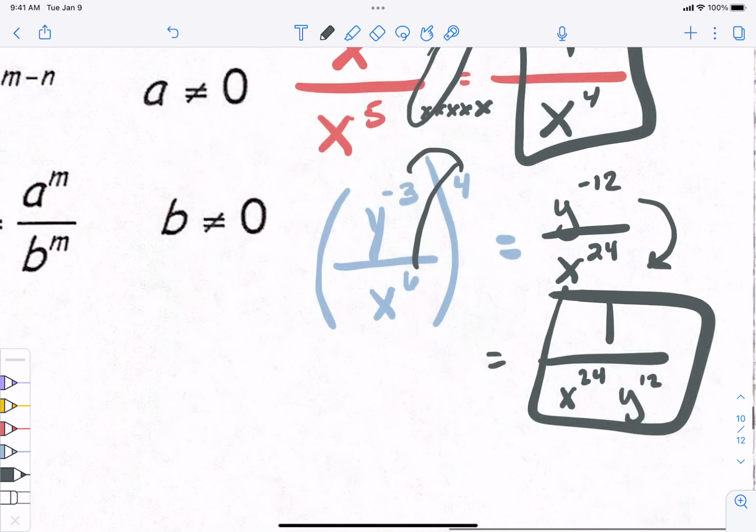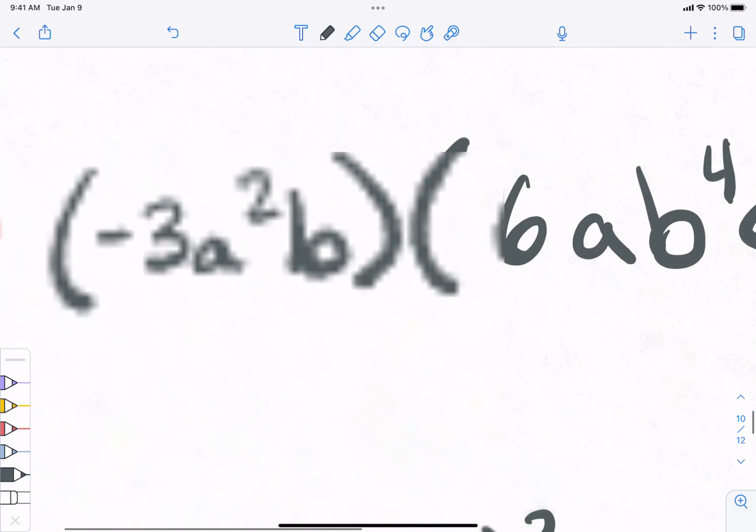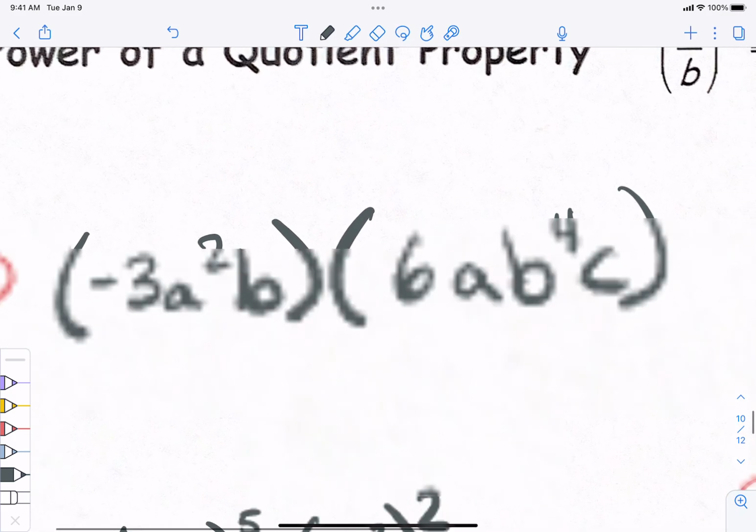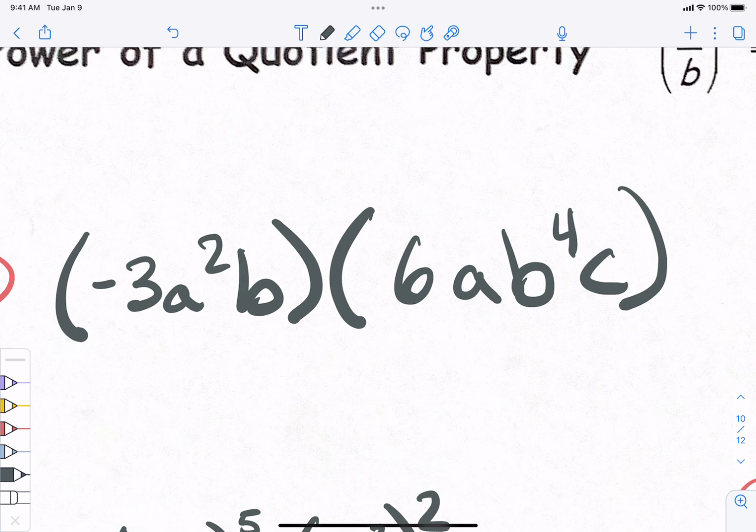Okay. All right, here are my 4 harder problems. So number 1, write this one down. Here you go. Oh, I like this. Write that one down.